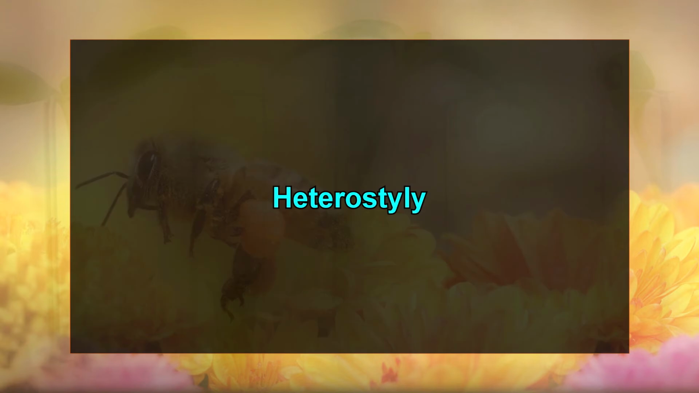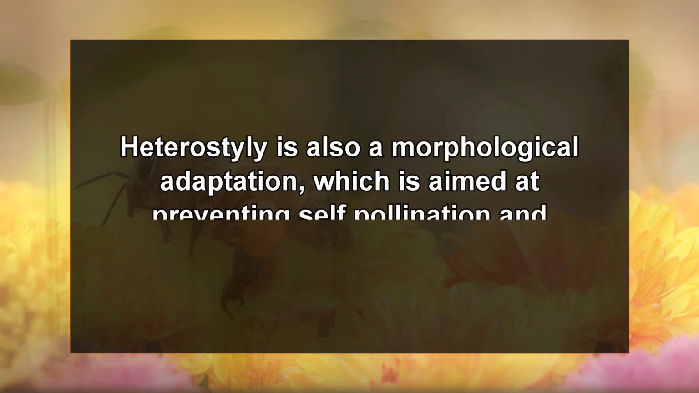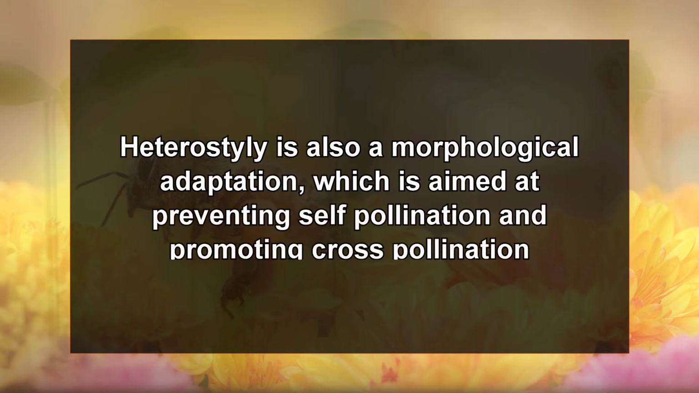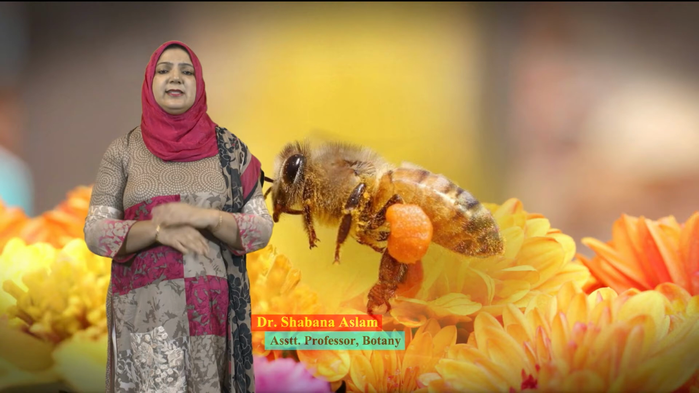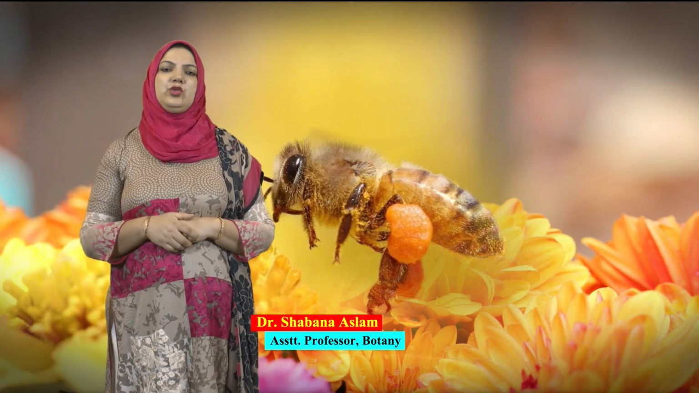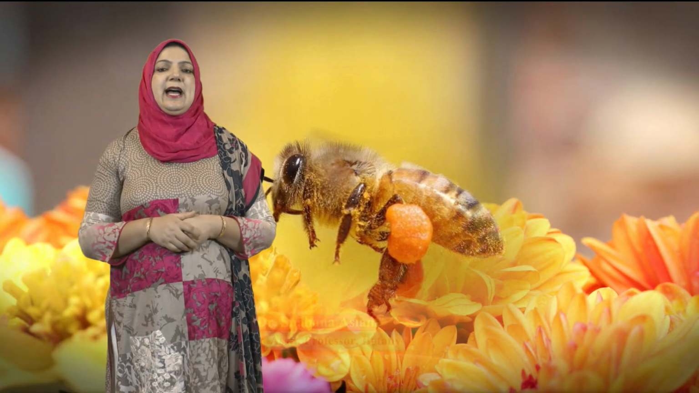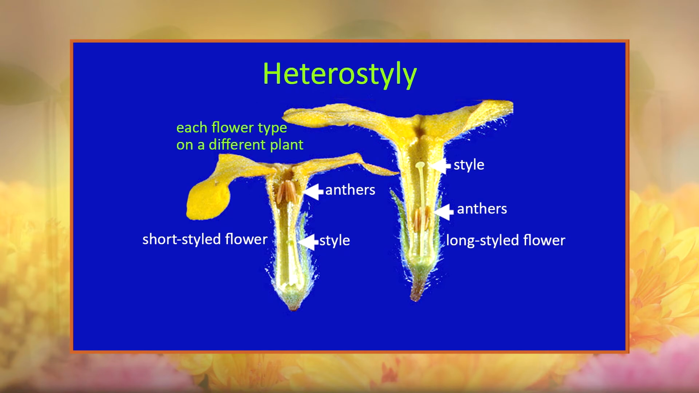Then we have Heterostyle. It is also a morphological adaptation which is aimed at preventing self-pollination and promoting cross-pollination. In plants which show this mechanism, the flowers may be of two or more types or morphs with regard to mainly the length of the style and length of the stamens, and pollen from a flower can bring about effective pollination in flowers of a different type and not within its own type.